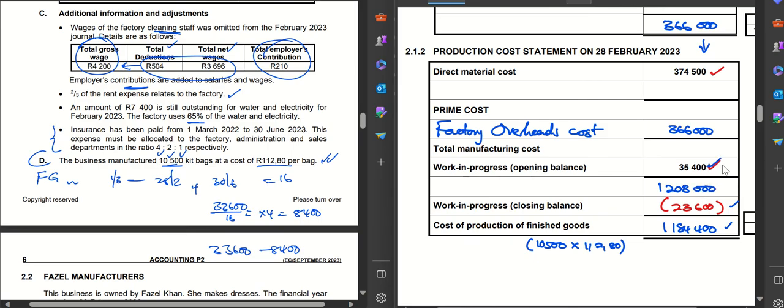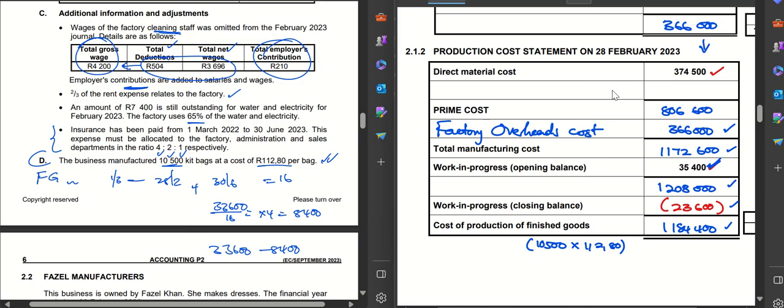Then we do the opposite, so you minus your 35,400. You're going to end up with 1,172,600. Remember, we are going up, so we do the opposite. So once we get here, we're going up again, so we do the opposite again, minus. So it's 1,172,600 minus 366,000. Once we do that, we end up with 806,600.